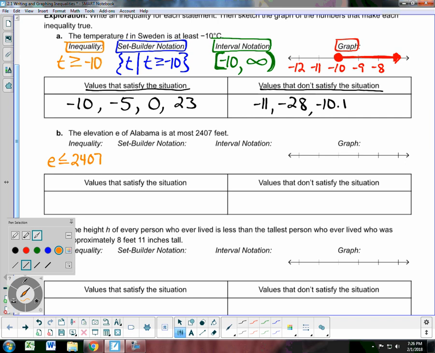So that's our inequality. In set builder notation, again, we get to use those fancy curly brackets. Do the best that you can with that. If you just make a little squiggle line, that's okay. Anyway, then we are focusing on the variable E such that all values of E are less than or equal to 2,407.